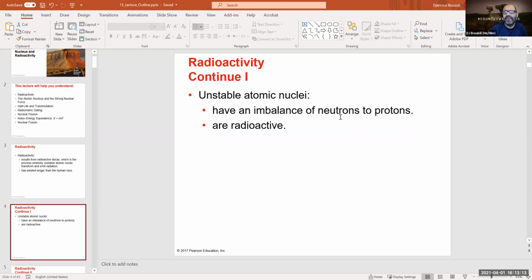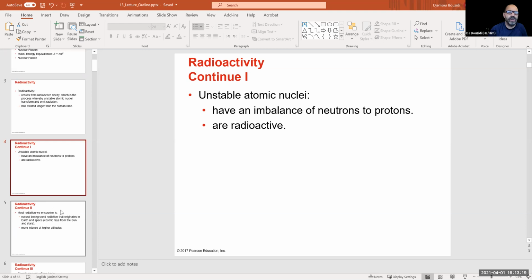So unstable nuclei have an imbalance of neutrons to protons, and they become radioactive. That is basically, in a nutshell, what that is. It exists everywhere, not just on Earth. If you go to Venus right now, it has a lot of radioactivity. As a matter of fact, everywhere there is matter, there is radioactivity in there.